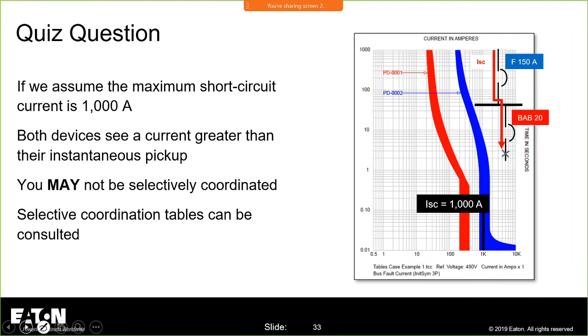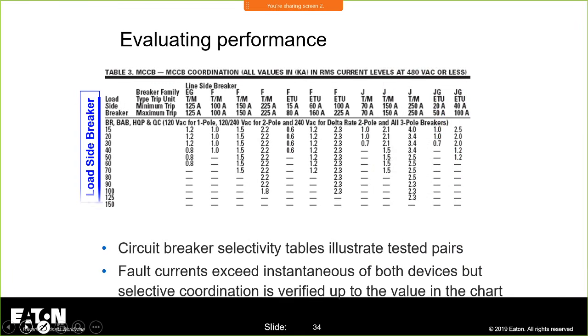Now, what I could do is use these new tables that we have. If you do selective coordination, I've talked to consulting engineers who didn't know that these tables even existed. We've had these around since the code started mandating selective coordination. That caused a lot of questions in the industry on how to do this with circuit breakers. So most manufacturers publish selective coordination tables like this. In the Eaton tables, across the top is your line side breaker. That's your upstream breaker.